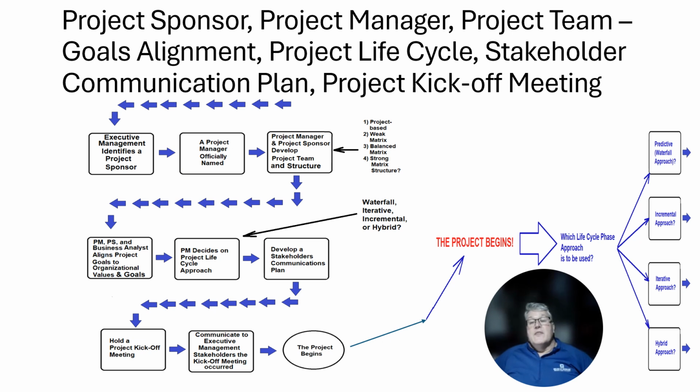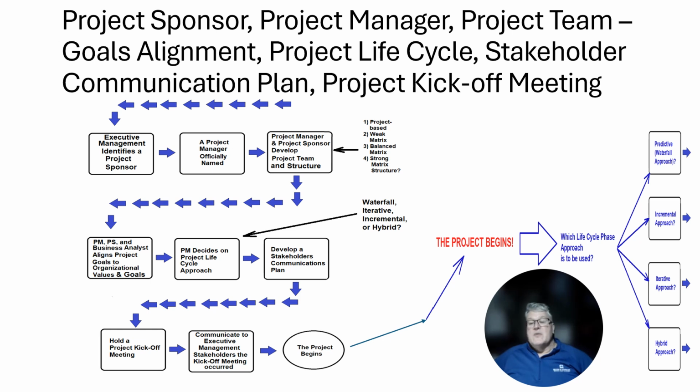After that, the project manager and project sponsor likely together will get together and discuss and develop the project team with an appropriate structure. As I talked about in a previous lecture, there are functional teams, there are matrix teams, there are weak, balanced, and strong matrix teams. And so that would be a consideration of what's going to be involved to do this project.